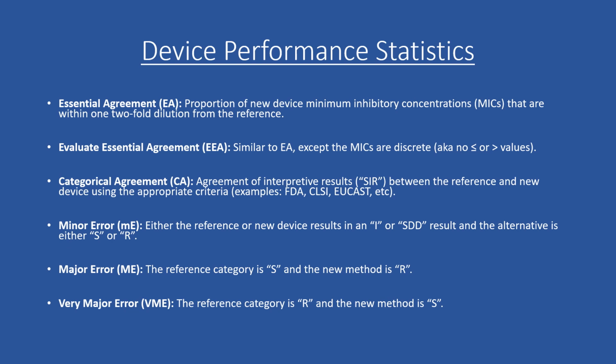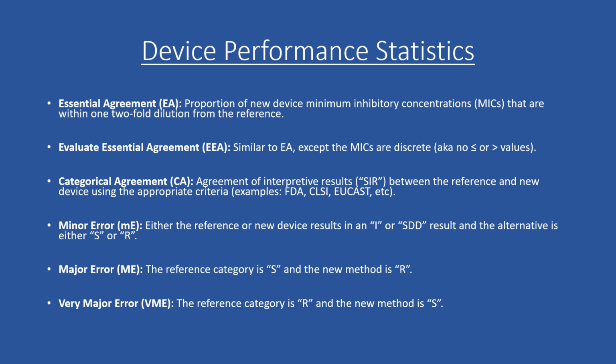Minor errors, major errors, and very major errors fall within the categorical criteria. They are measuring the proportion of results that do not match at different extremes. As the name suggests, minor errors result in the smallest measurable error. Isolates fall within the minor error category if either the reference or test method results in either an intermediate or susceptible dose-dependent bin, and the other falls within either the susceptible or resistant bin.